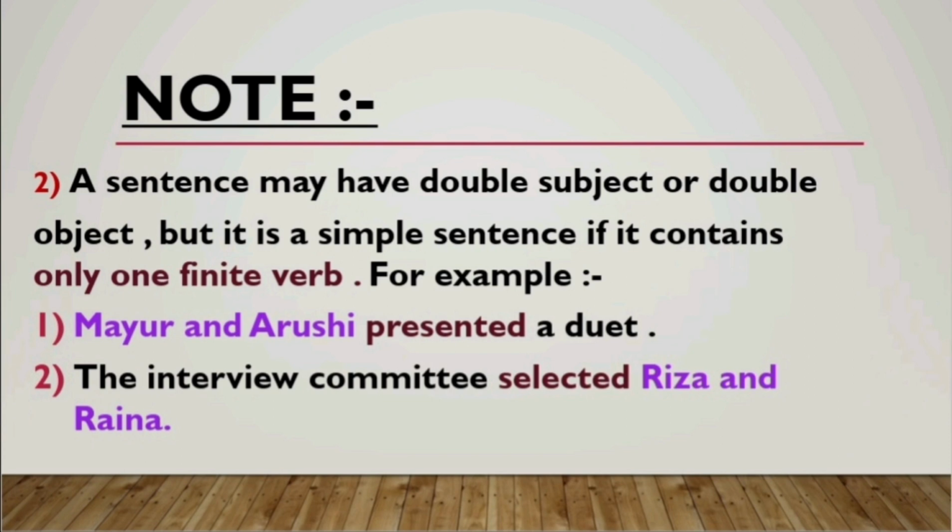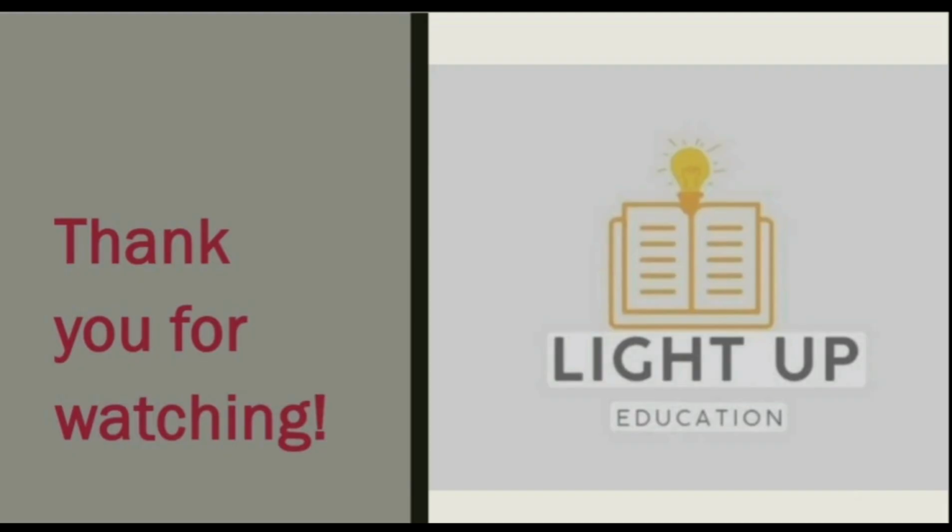Similarly, another example is, the interview committee selected Riza and Royana. If you look at the predicate, you will find two objects, Riza and Royana. They are two objects, but there is a single verb, selected, which makes this sentence also a simple sentence. So regardless of whether the subject or the object is double, if it is a simple sentence, it contains one finite verb. This section brings an end to today's video.